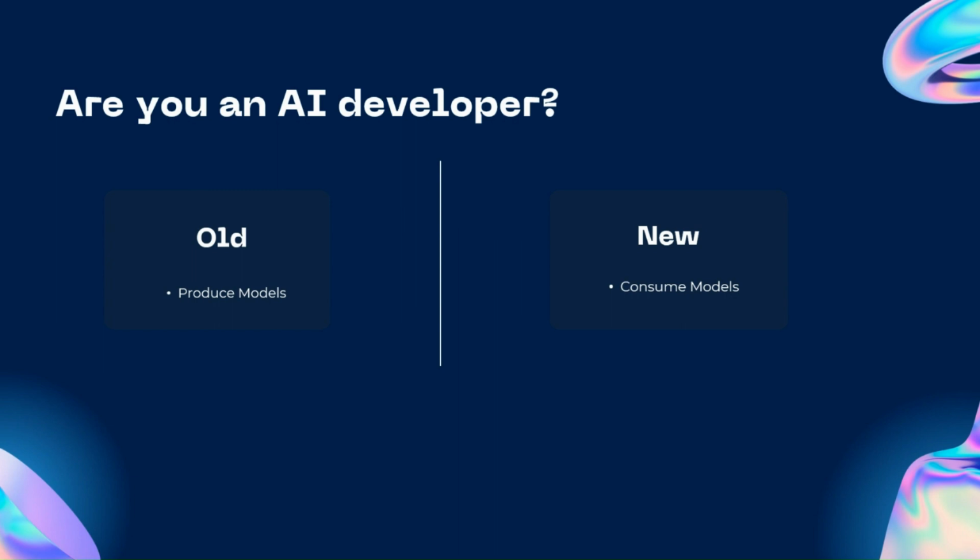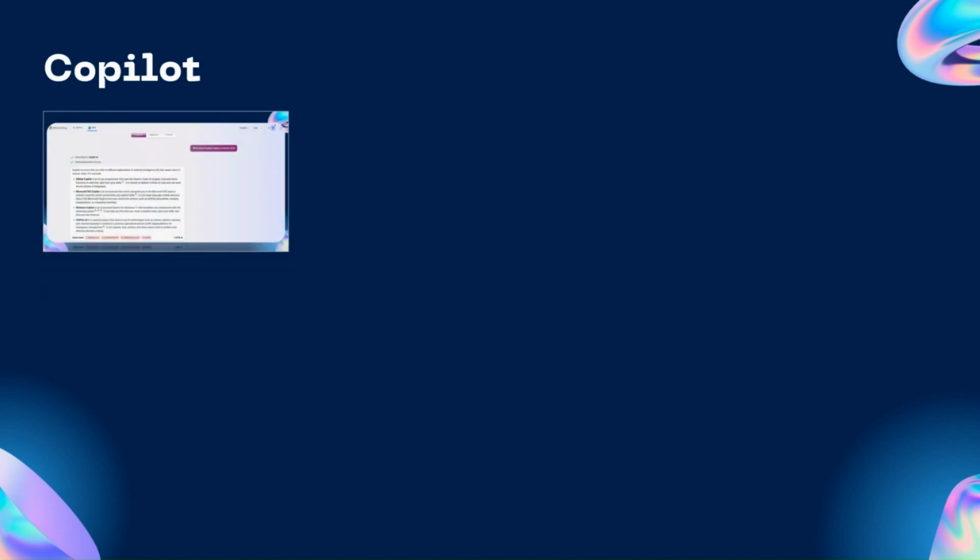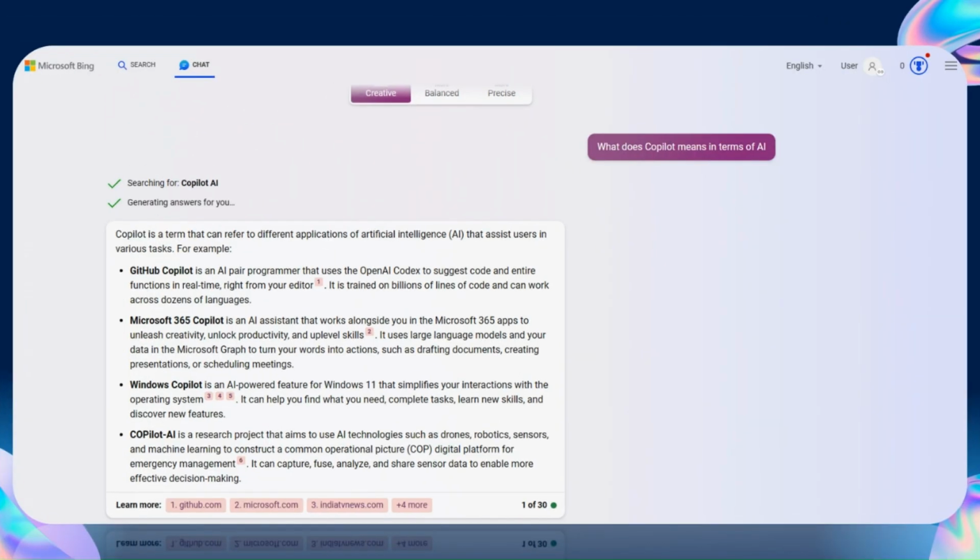Before we deep dive into Semantic Kernel, let's first start with the term Copilot. To check what Copilot means, I went and asked our guru, Bing Chat, what is Copilot. It responded saying that it is a term that can refer to different applications of artificial intelligence that assist users in various tasks.